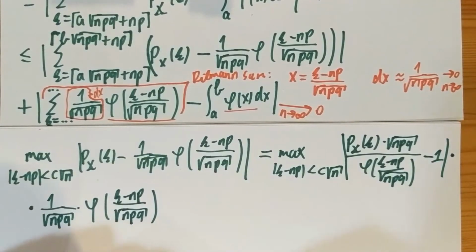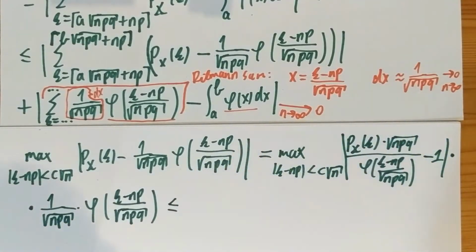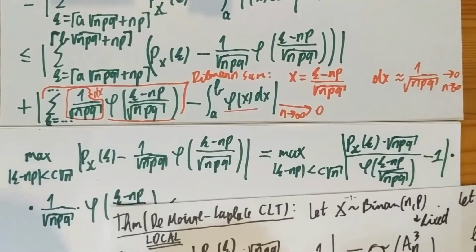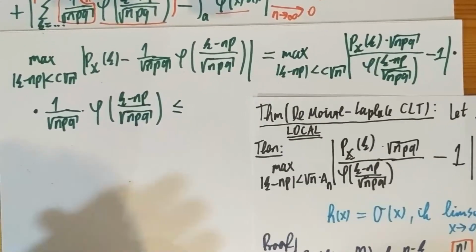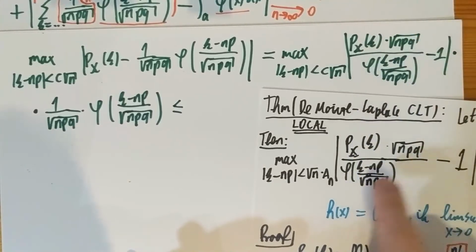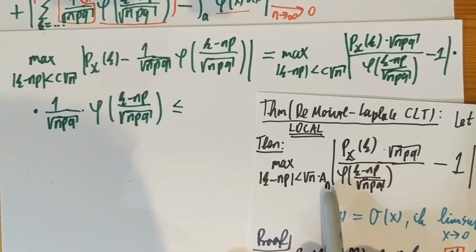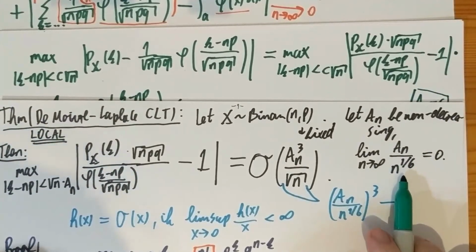And so now I can do two things. The first thing I'm going to do is bound this by the error term I get from DeMoivre-Laplace on the first term. The first term is now really in the same form as the local DeMoivre-Laplace, because I have the mass function times square root npq over phi, minus 1. That's in the same form. And notice that a_n is the constant c. So the range is also in the same form, except that a_n is just the constant c. So I'm going to just use a_n as a constant, which is absolutely fine, because it's non-decreasing and a_n divided by n to the 1/6 goes to 0.